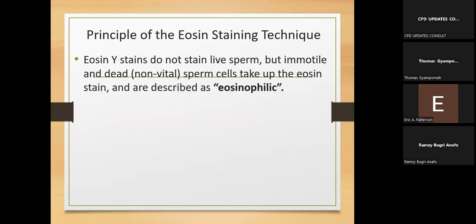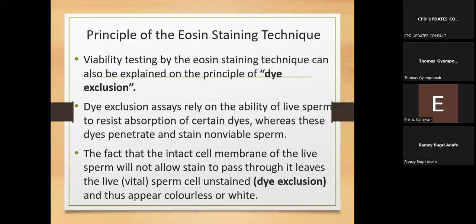Now, we're using the word eosinophilic. Eosinophilic means that they have an affinity for eosin. So which of the cells will be eosinophilic? Yes, you can tell me. Which of the cells will be eosinophilic, the dead or the living one?